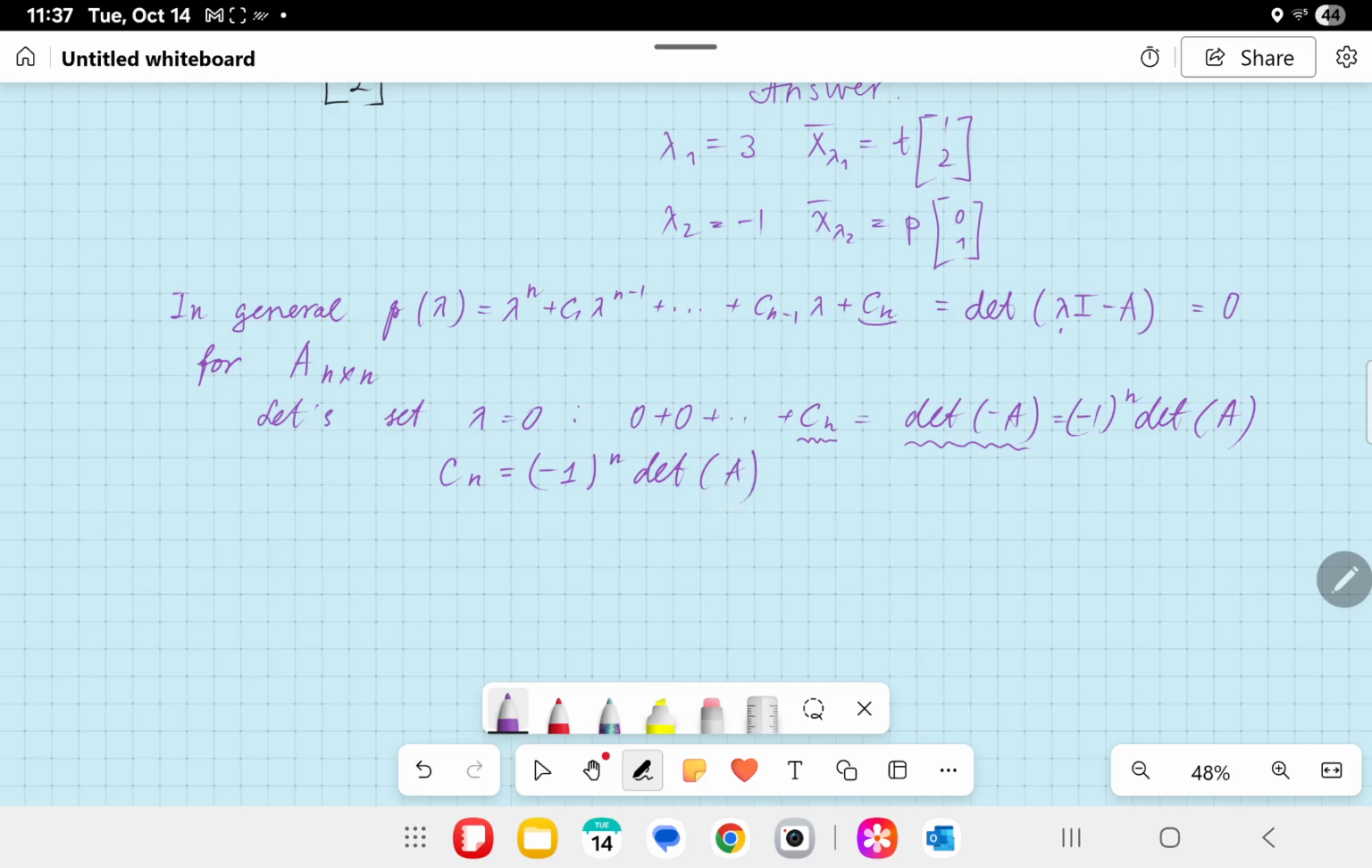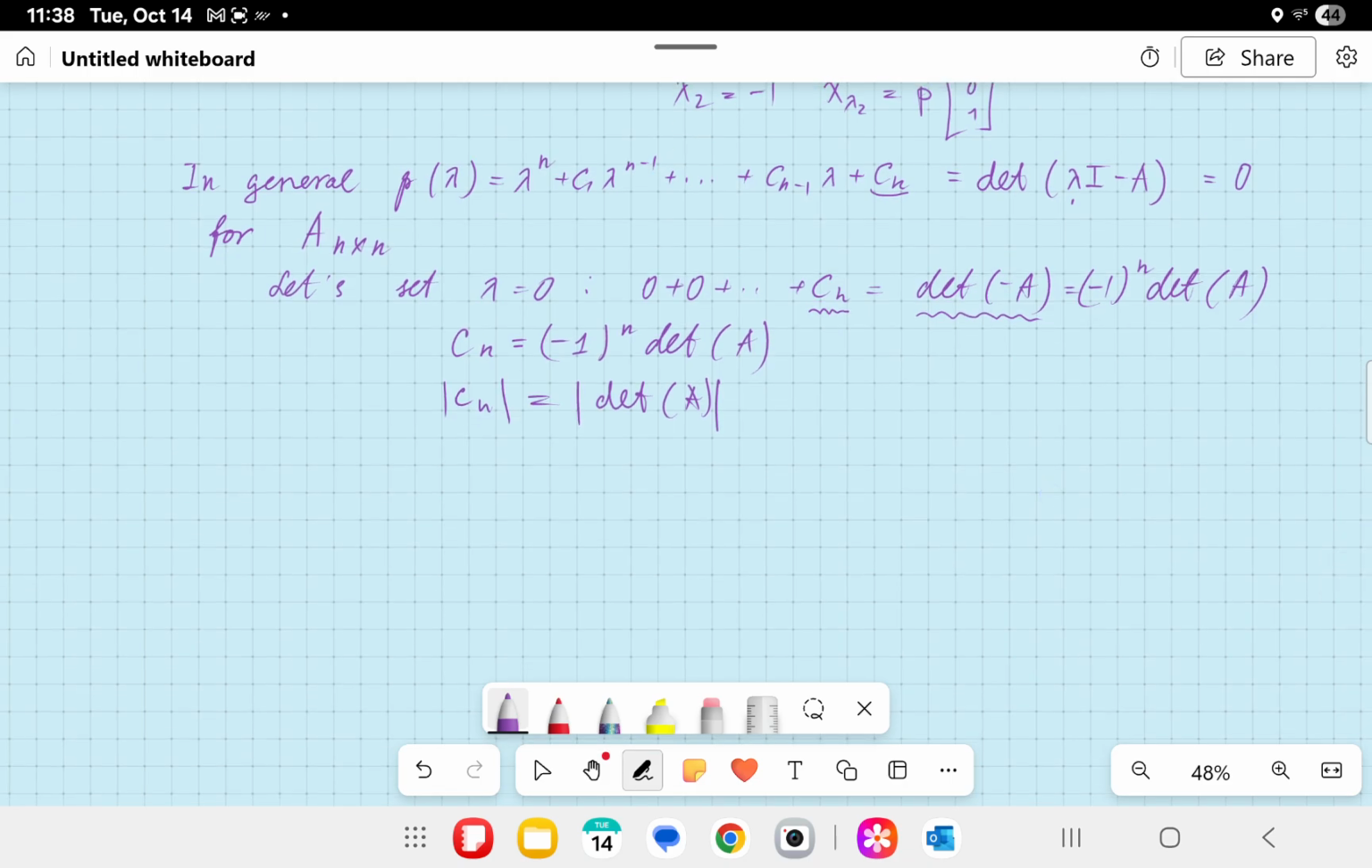So they are connected. The free term of the polynomial is connected to the determinant of A. It's actually equal to it by absolute value. So you can write down that the absolute value of cn equals the absolute value of the determinant. And this way you don't need to worry about minuses. So the numbers are going to be equal. There's going to be either a minus or no minus, but okay.